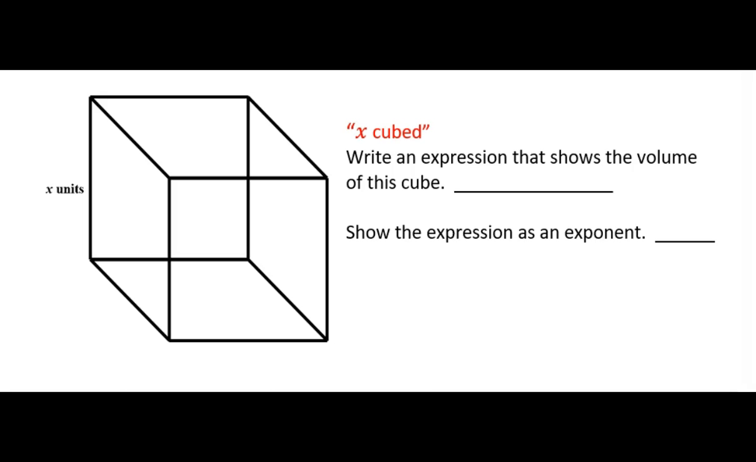Here we have a cube whose sides are x units long. In order to find the volume of this cube, we would say x times x times x, length times width times height. And as an exponent, we would write that as x to the third power, and we could also express that then as x cubed. So using exponents with variables is similar to how we use exponents with regular numbers.